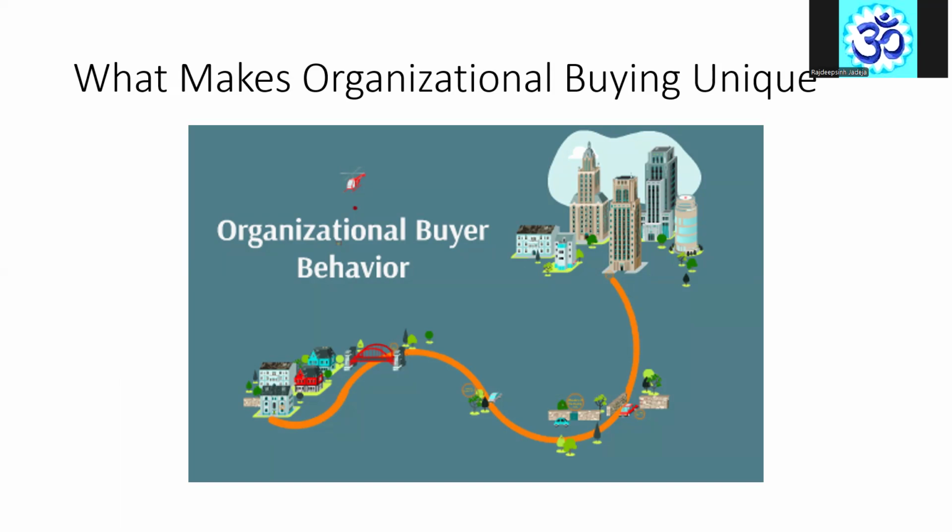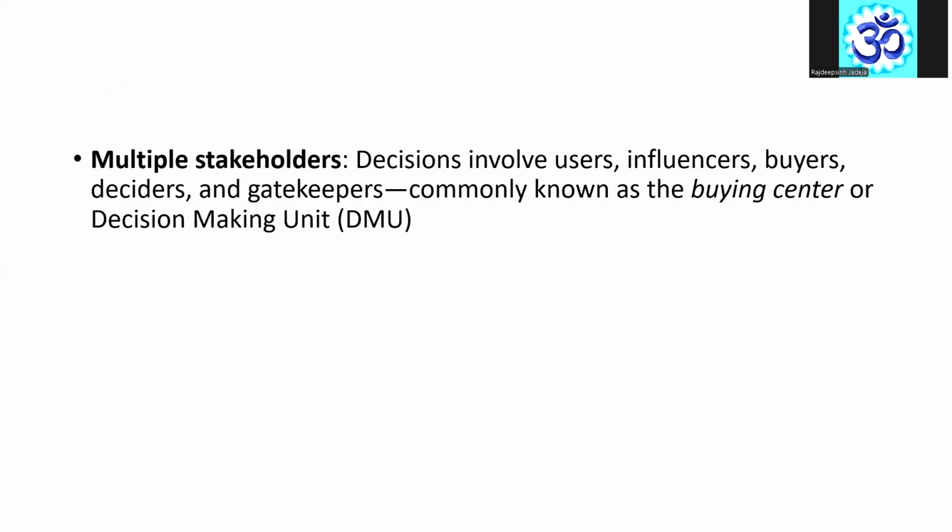And now comes organizational buyer behavior: how an organization, as a consumer, buys things. So that we will study as organizational buyer behavior. In organizational buyer behavior, there are multiple stakeholders. Decisions involve users, influencers, buyers, deciders, and gatekeepers, commonly known as the buying center or decision-making unit. So the decision-making unit is the main point of organizational buyer behavior.